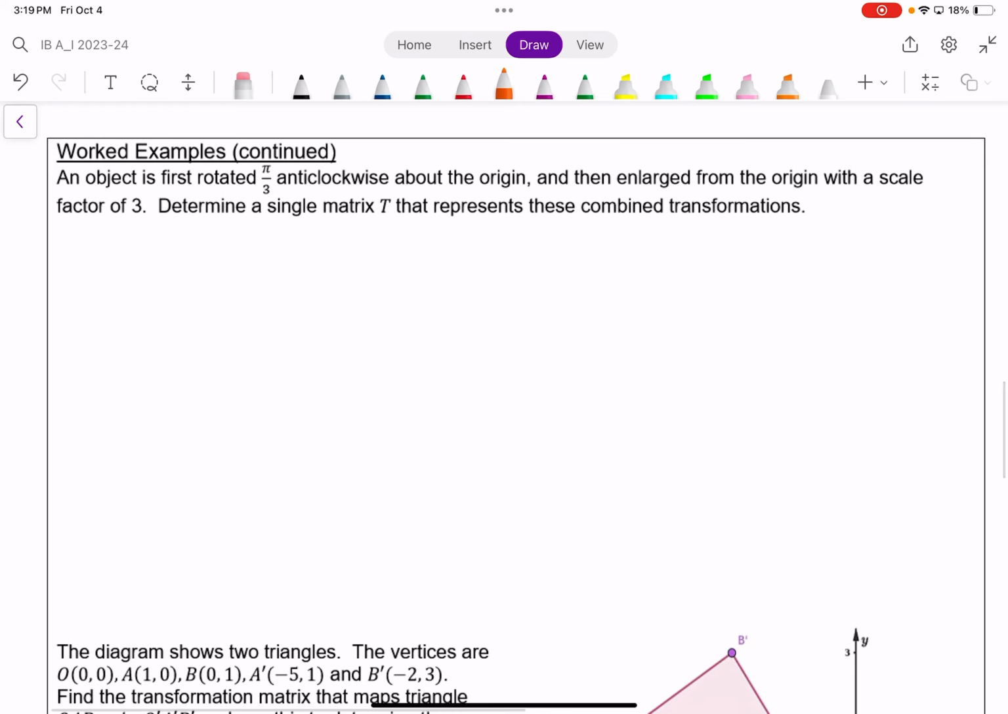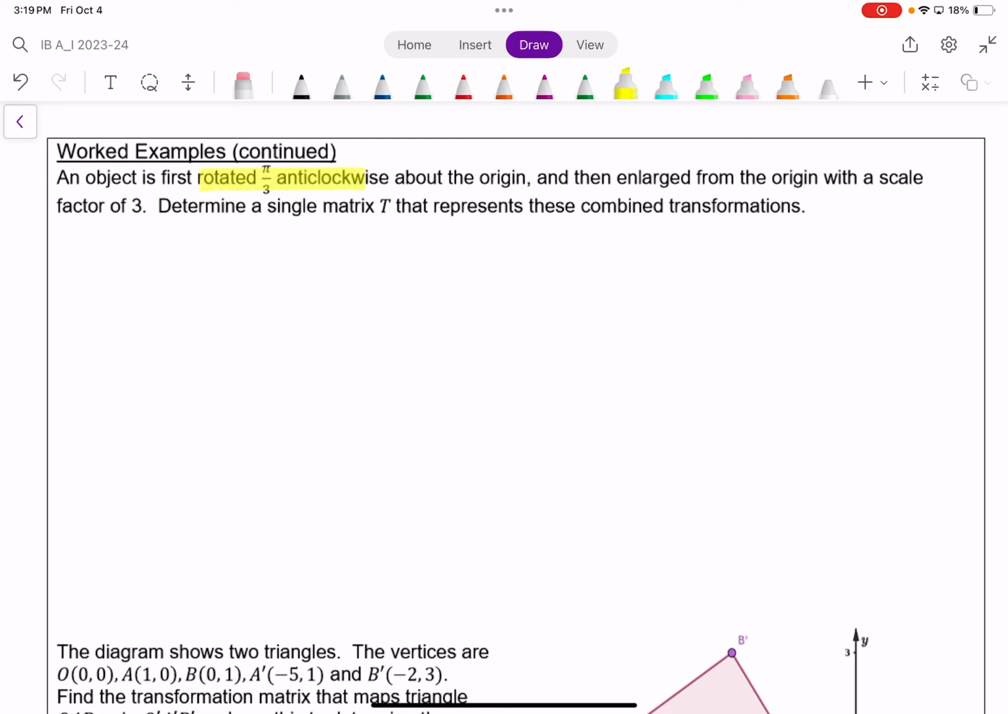Okay. Again, looking at a combination of transformations here. I have an object that is first rotated pi/3 or 60 degrees anti-clockwise about the origin, and then enlarged with a scale factor of 3, which means all its dimensions, in this case 2 dimensions, are 3 times more, 3 times wider, 3 times higher. And I want to describe those two transformations as a single transformation matrix. So first, let's realize what we have here.